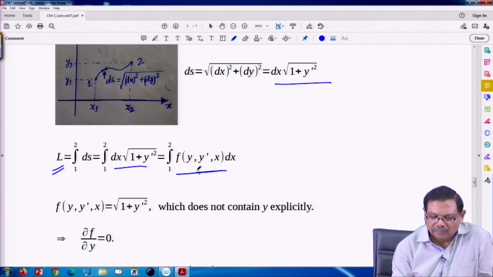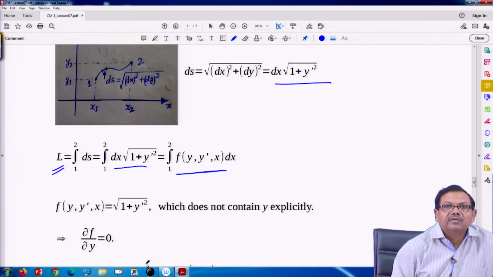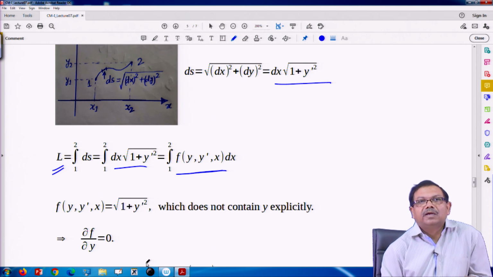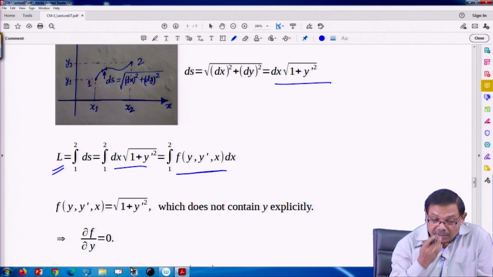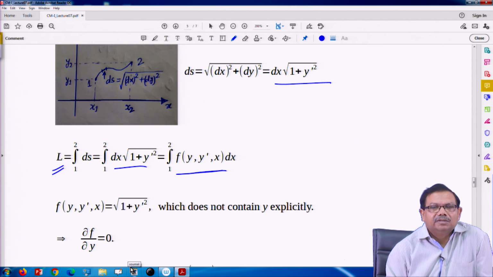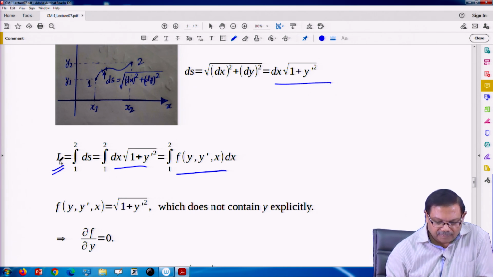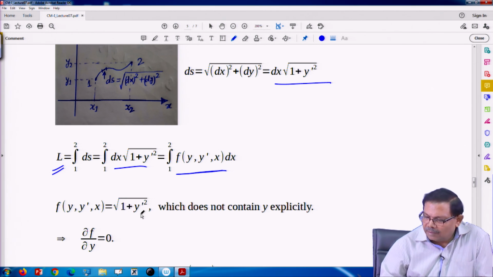If you see the similarity, this L is like the action in the mechanics problem, and the function given here, root of 1 plus y prime square, is similar to what used to be the Lagrangian. In mechanics the Lagrangian has a specific meaning, kinetic energy minus potential energy, but in other problems the action could be length, time, or some other quantity. So, now the function is given here.